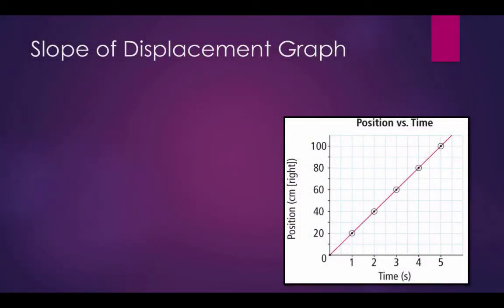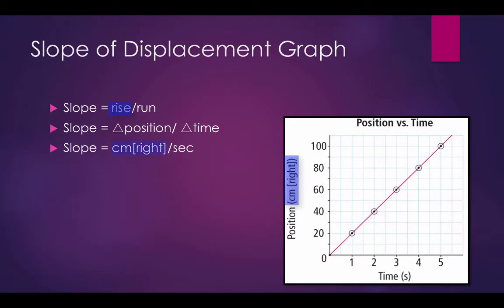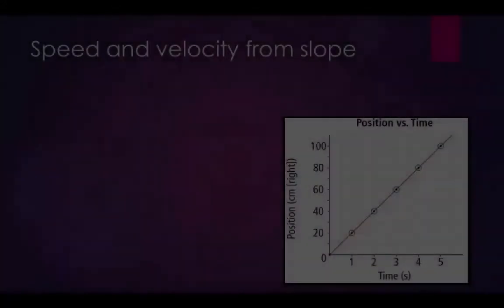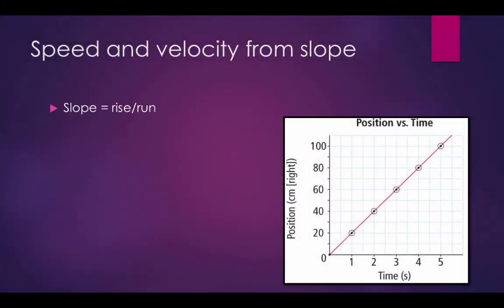Since the line of best fit is a straight line, we can calculate slope. Slope is rise over run. And if you look at the graph, you can see that rise is position and run is time, so slope is position over time. The unit for rise is centimeters to the right divided by time, which has the unit seconds. Centimeters per second is the unit for velocity. So slope equals velocity. Let's use the slope equation to calculate the velocity.